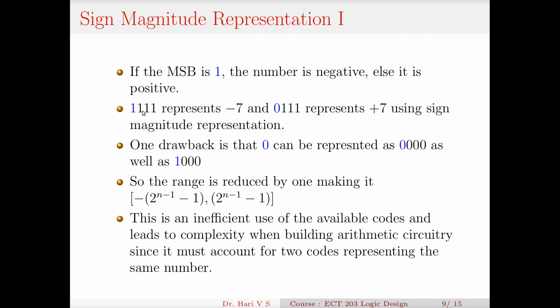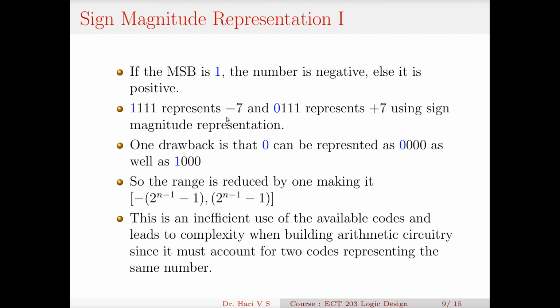Take 1111. The 1 in blue color represents the sign bit. It is a 1, meaning a negative sign, so it is a minus value. The remaining 111 represents 7, so it is minus 7. And 0111 represents plus 7.